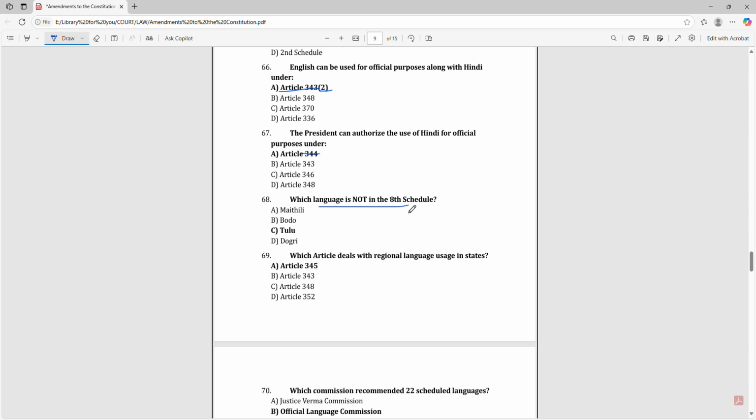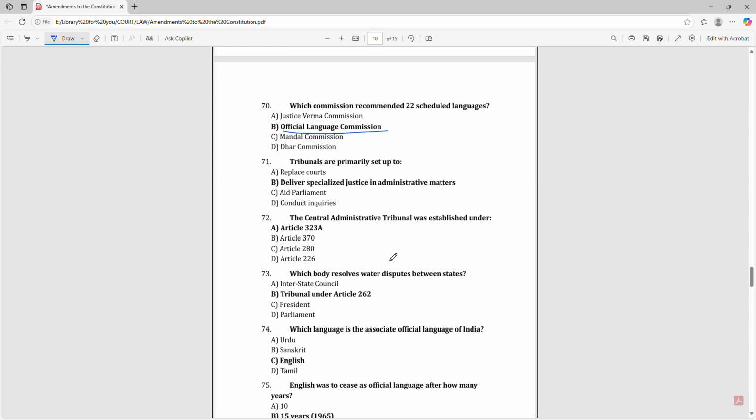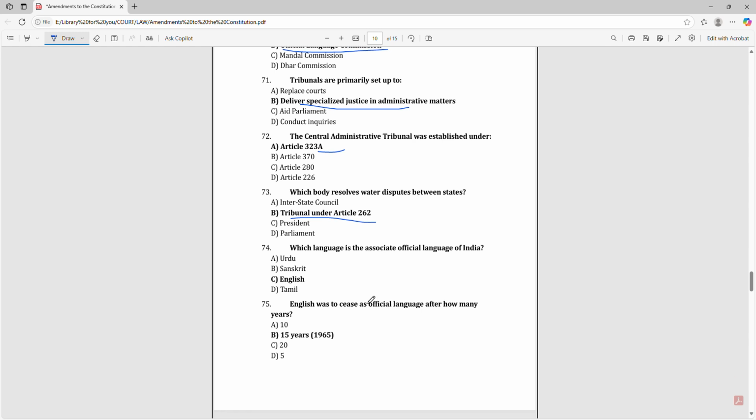Which language is not in the 8th schedule? Tulu. Which article deals with regional language usage in states? Article 345. Which commission recommended 22 scheduled languages? Official Language Commission. Tribunals are primarily set up to deliver specialized justice in administrative matters. The Central Administrative Tribunal was established under Article 323A. Which body resolves water disputes between states? Tribunal under Article 262. Which language is the associate of the official language of India?